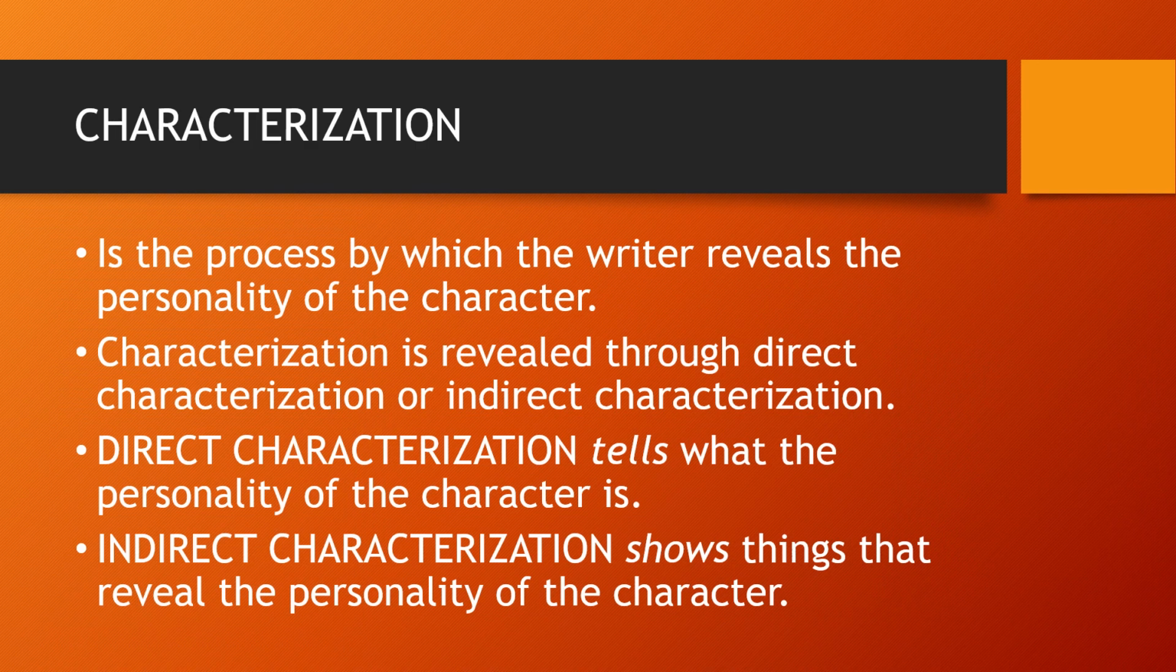The next convention of film is characterization. Characterization is the process by which the writer reveals the personality of the character. Characterization is revealed through direct characterization or indirect characterization. Direct characterization tells what the personality of the character is. Indirect characterization shows things that reveal the personality of the character.